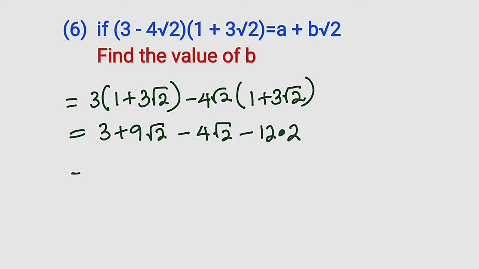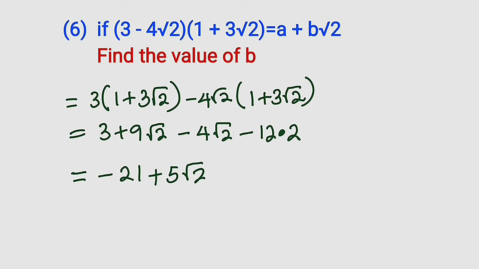Let's further break it down. The whole of this will be negative 24, right? And we have 3 minus 24, that will be negative 21. Then we have 9 root 2 minus 4 root 2, that will be 5 root 2. 5 root 2. And that is all.